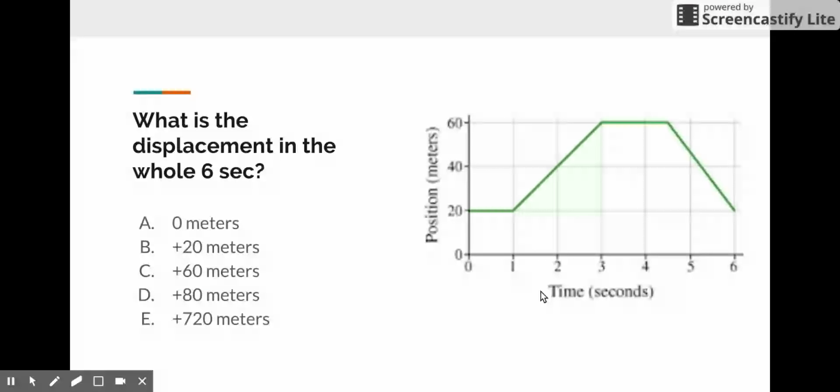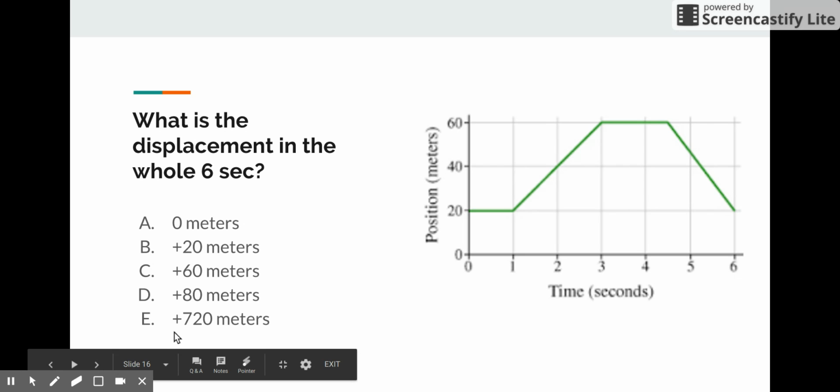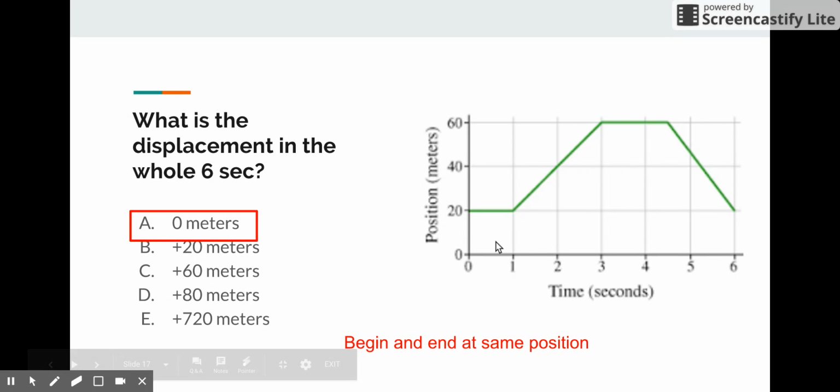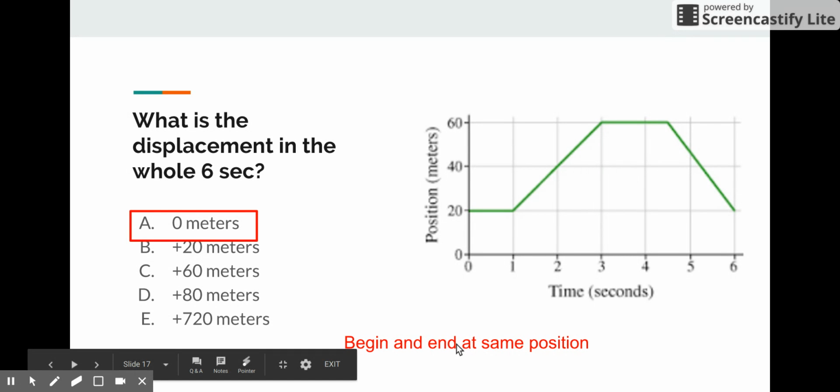According to this graph, what is the displacement in the entire 6 seconds? Hopefully you didn't get fooled here, right? We're not taking areas underneath this graph. It is not a velocity time graph. We start at a location of 20 meters, we move forward to 60, then we move backwards to 20, and we wind up in the same location that we started. Hence, our overall displacement is 0.